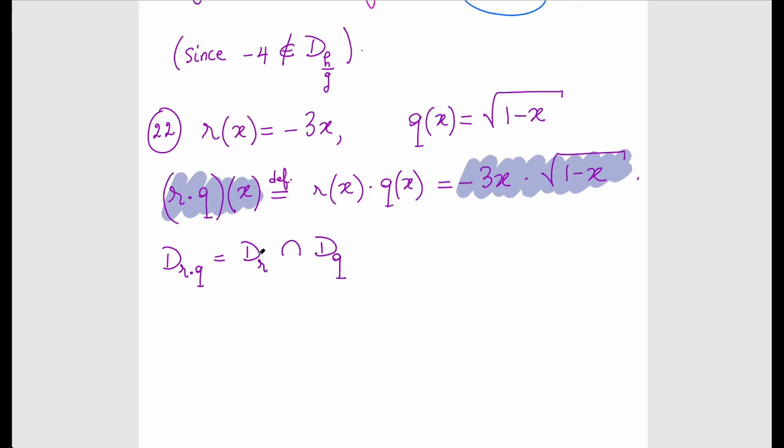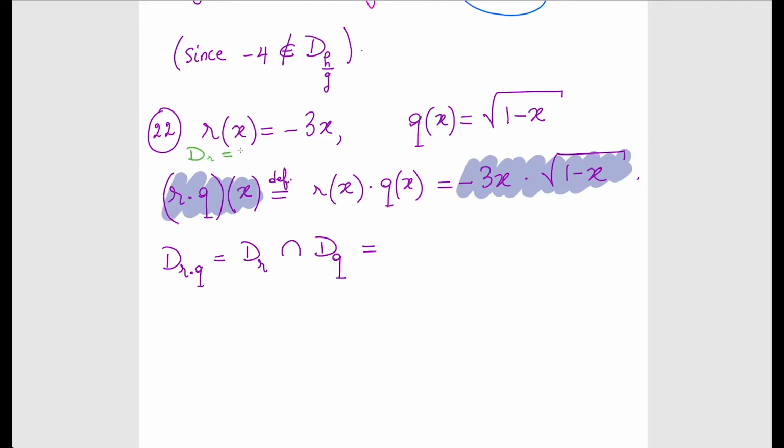Correct? Again, I'm adopting the notation D sub the name of the function is the domain of that function. Like here, D sub h over g is the domain of h over g. D sub r times q is the domain of the product function. D sub r is the domain of r. D sub q is the domain of q. Okay, so D sub r, what's the domain of r? Let's write it in a different color. Domain of r, what is it? What's the domain of r?